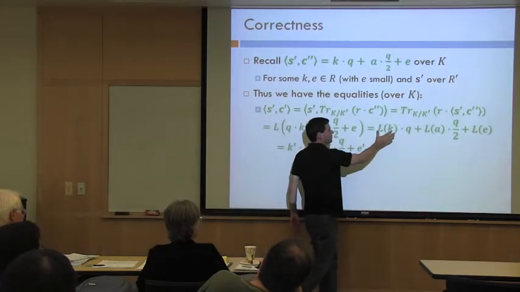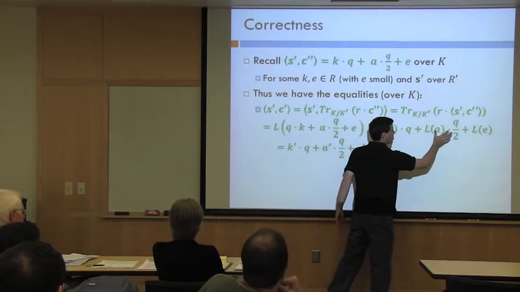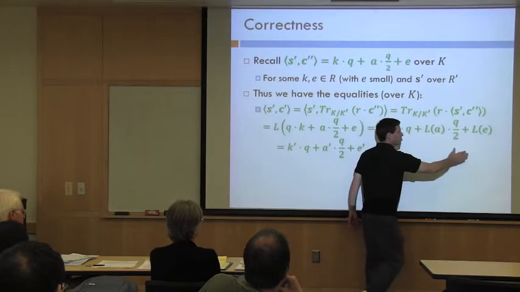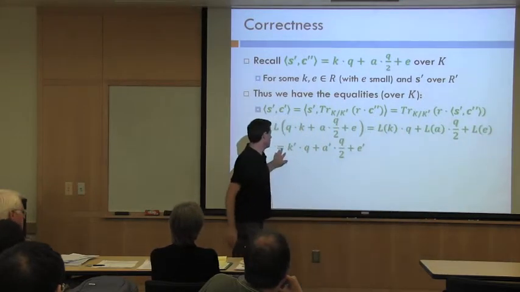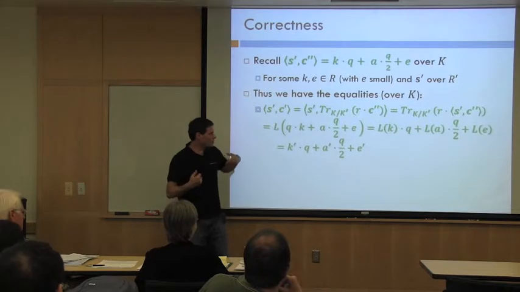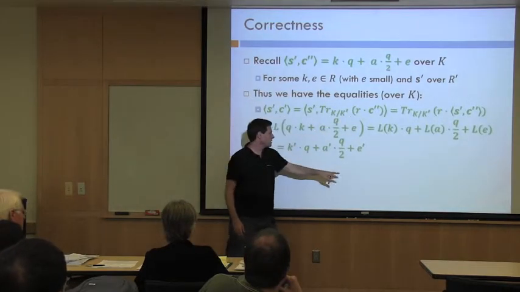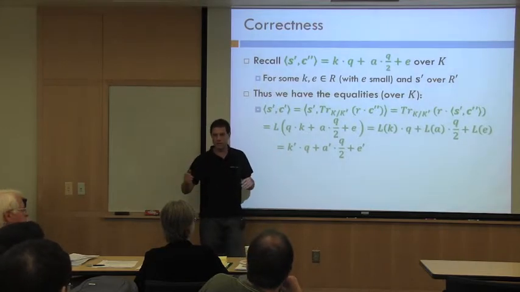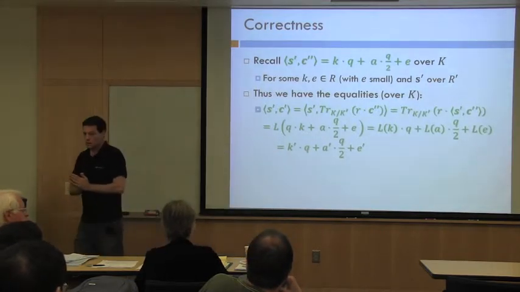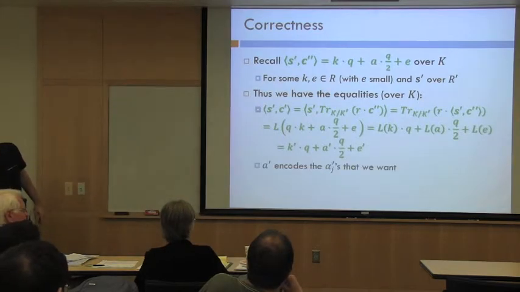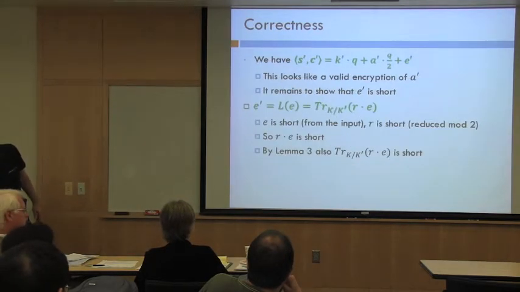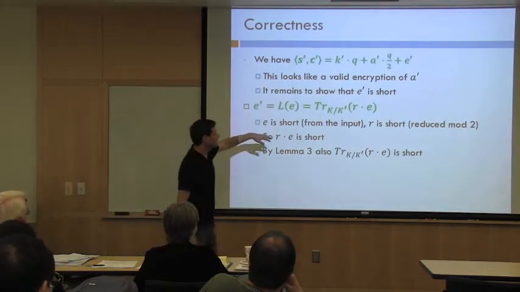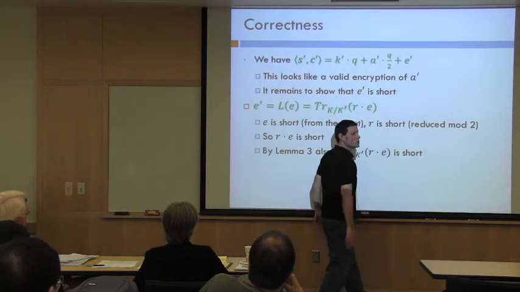And you get the linear function L applied to each one of these parts separately. So you call this one K prime, you call this one A prime, you call this one E prime, and you get that. And because of the way we chose this constant R, A prime is a representative of the element that we want in R2. And this is almost all we need, except we still need to argue that the error is small.